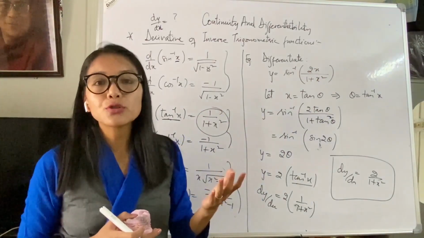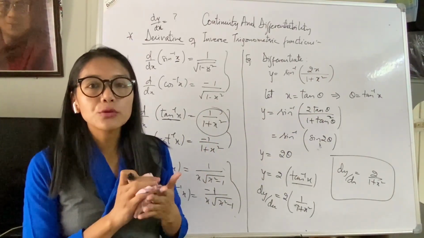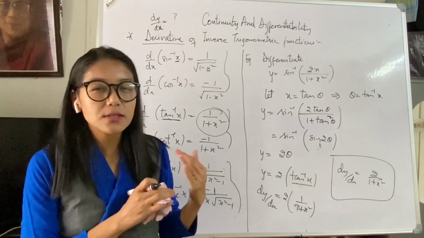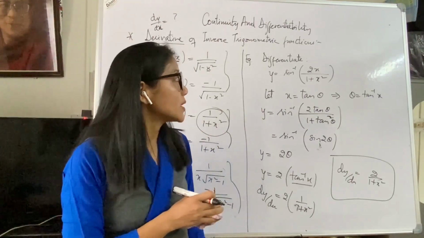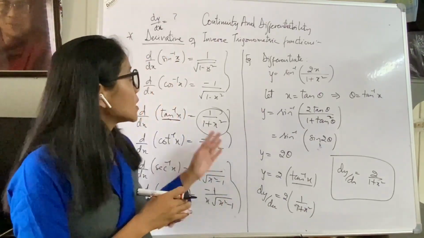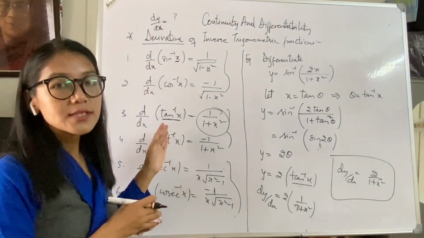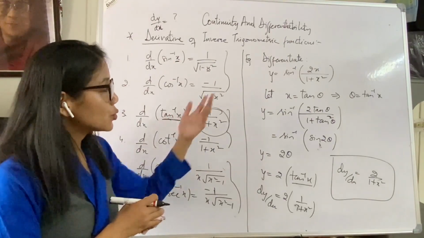And how would you be able to do it after all these substitutions? For that you should know all the formulas from class 11 trigonometric functions. Using those you would be able to solve it like this. First you need to remember these 6 formulas for the derivative of inverse trigonometric functions, and I showed you one example.